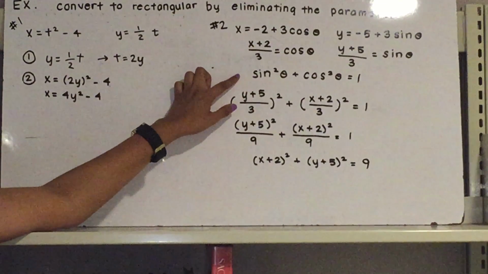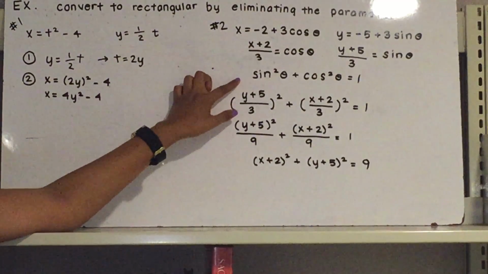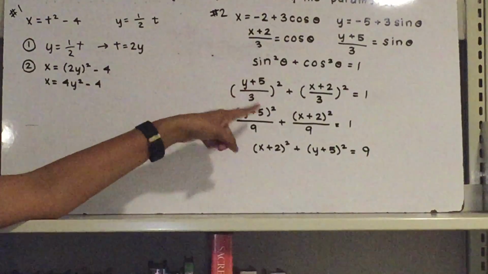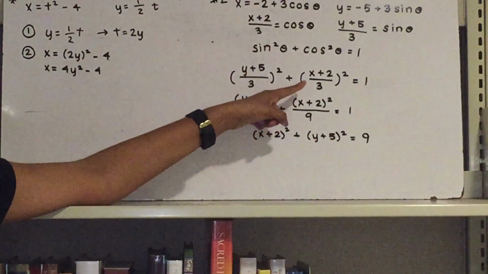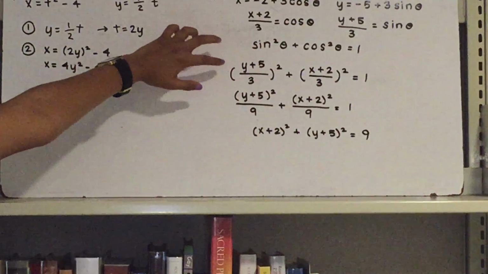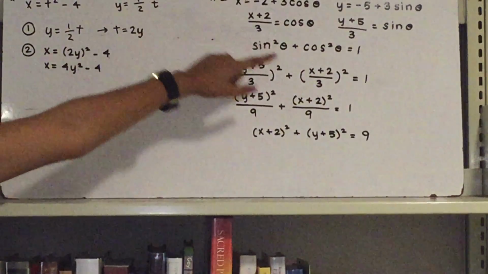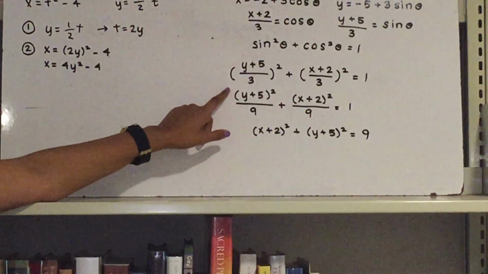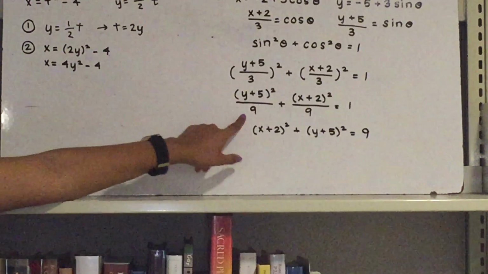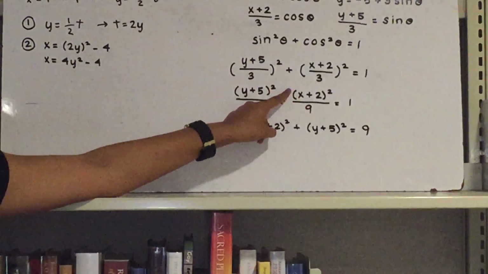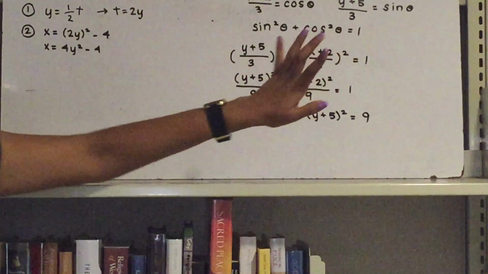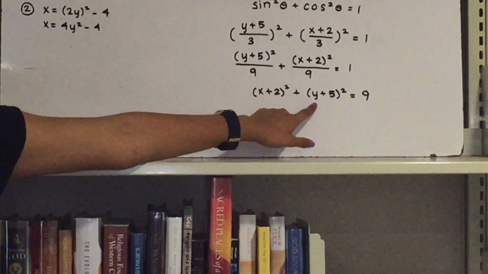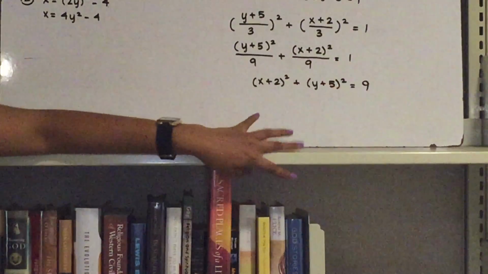So you can use your Pythagorean identity sine squared theta plus cosine squared theta equals 1, and from there you can get ((y plus 5) over 3) squared plus ((x plus 2) over 3) squared equals 1 because you plugged in for these values for sine theta and cosine theta. From here, you can continue to simplify as that's your second step. So you get (y plus 5) squared over 9, so you squared the 3, plus (x plus 2) squared over 9 equals 1. And for your final result, you'll get (x plus 2) squared plus (y plus 5) squared equals 9, and that is the equation of a circle.